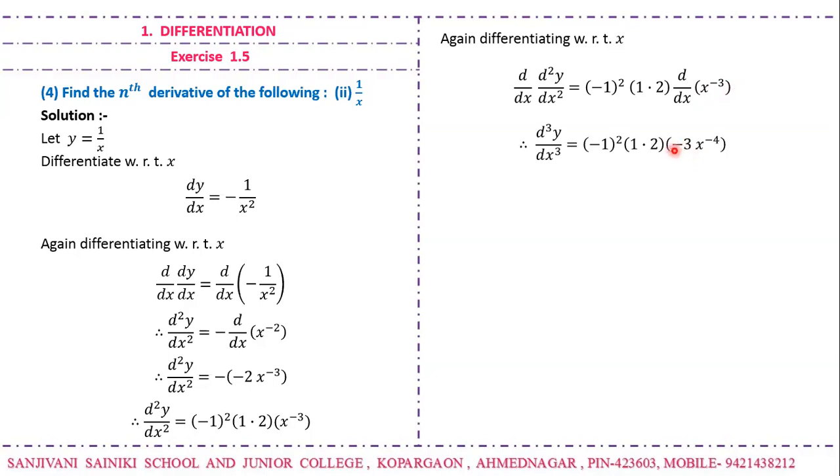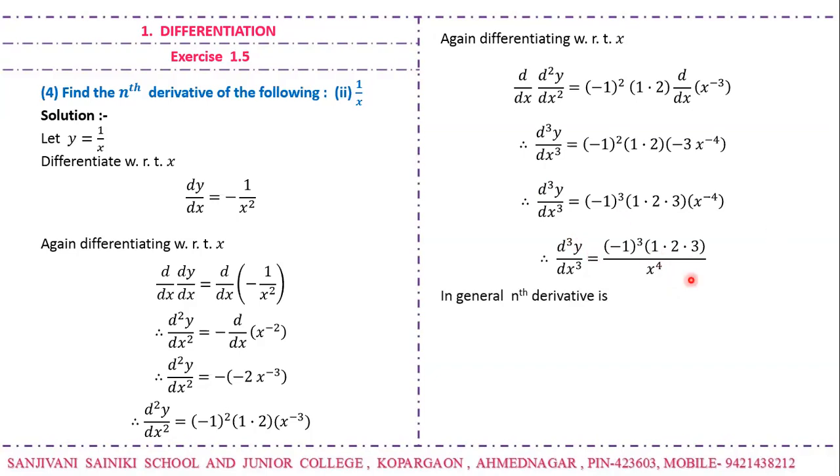So again I will combine this minus 1 into minus 1 square, so I will get minus 1 cube, then 1 into 2 into 3, and x raised to minus 4. So I can write the general nth derivative for this given function as d^n y by dx^n is minus 1 raised to n, 1 into 2 into 3 into up to n upon x raised to n plus 1.